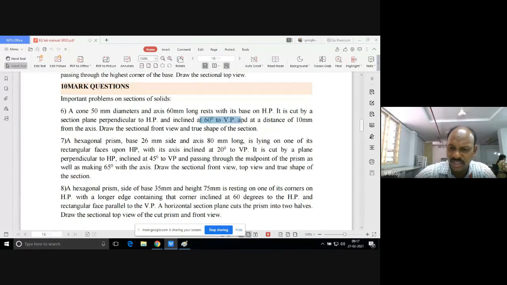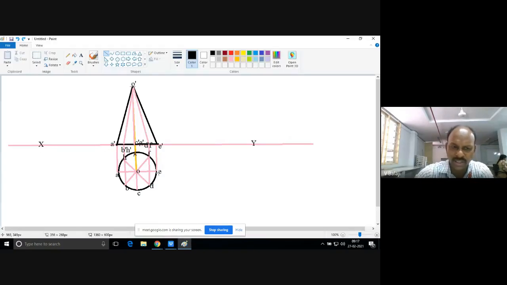60 degrees to VP and at a distance of 10 mm from the axis. So that is important. So how to draw a 60 degree line as well as it must be 10 mm away from the axis, right?